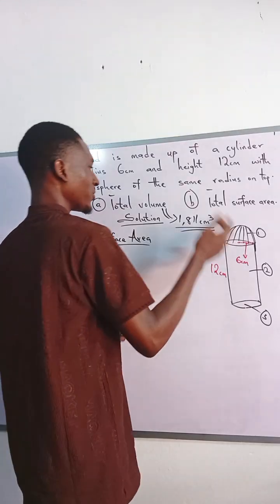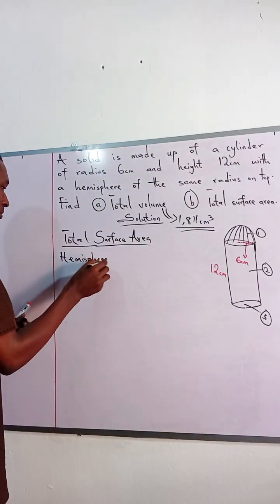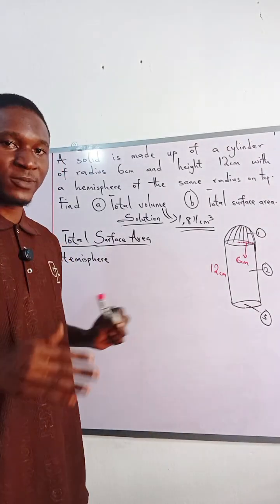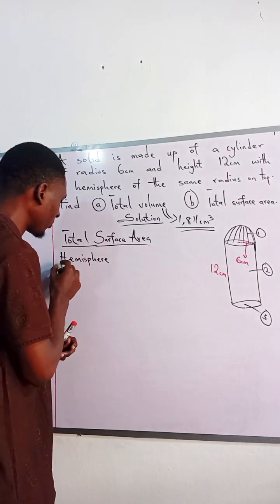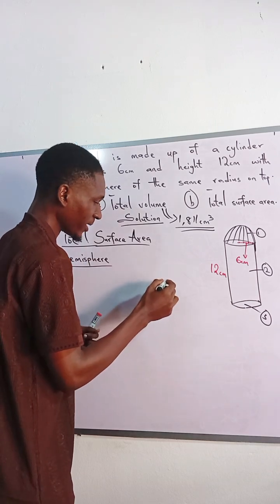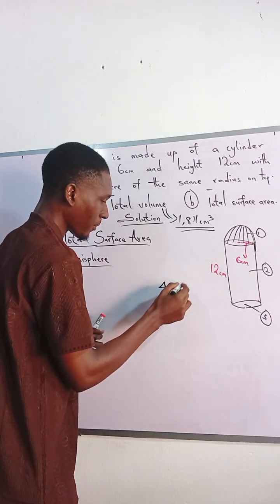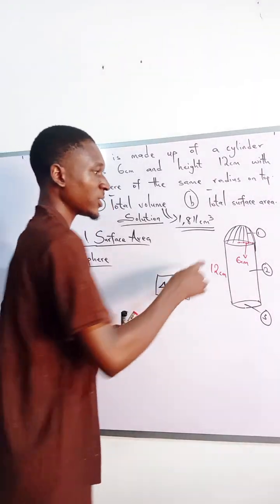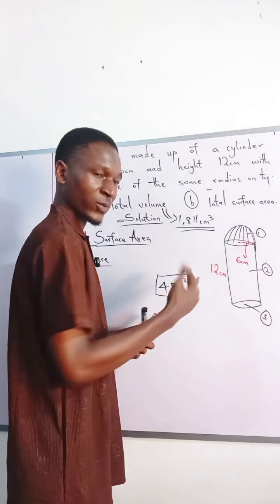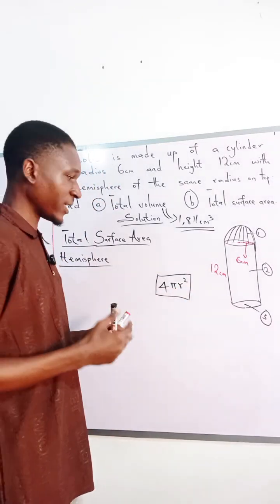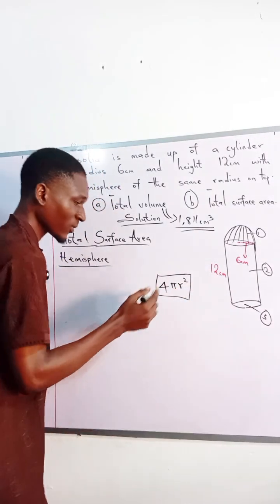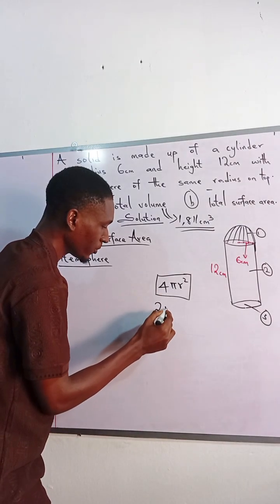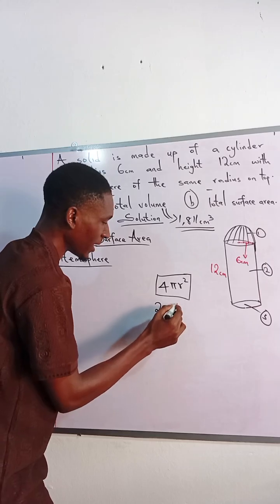First of all, let's look at the total surface area of the sphere. How do we calculate the total surface area of a normal sphere? The formula is 4 pi r square if it is a complete sphere. But now that it is a hemisphere, half of a sphere, we are going to divide it by 2. So instead of 4, it is now 2 pi r square.